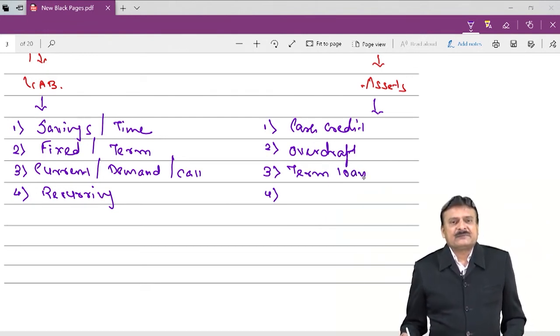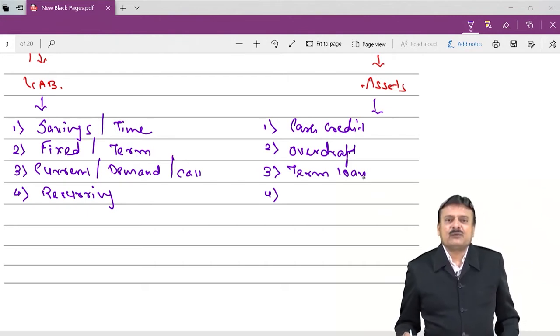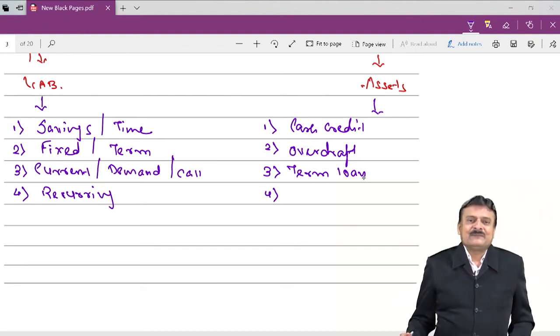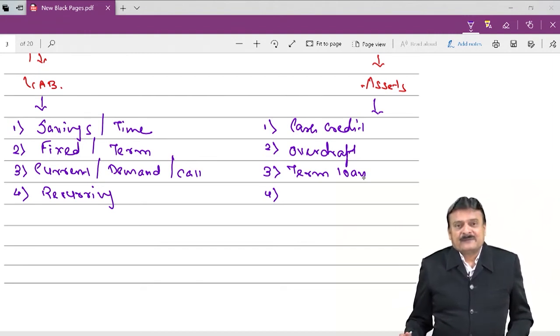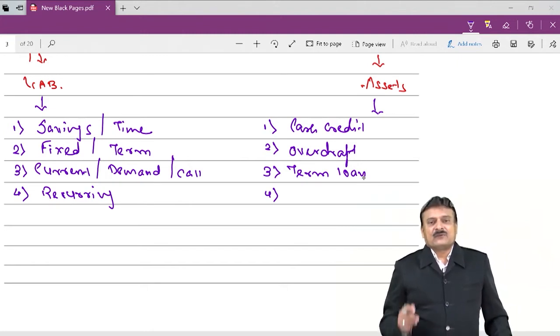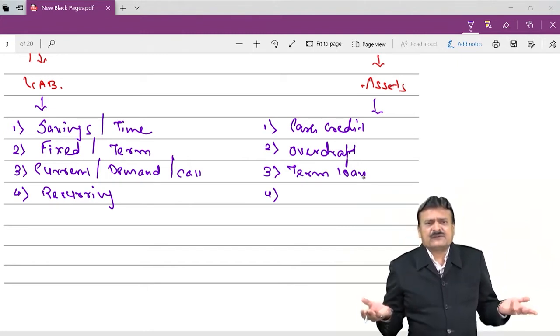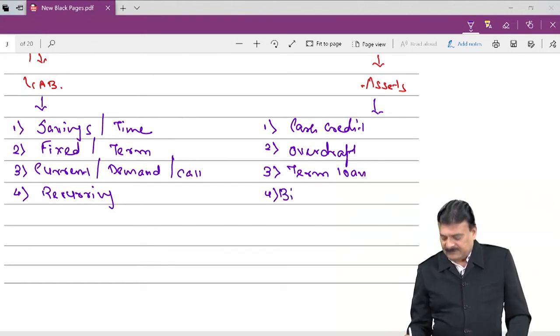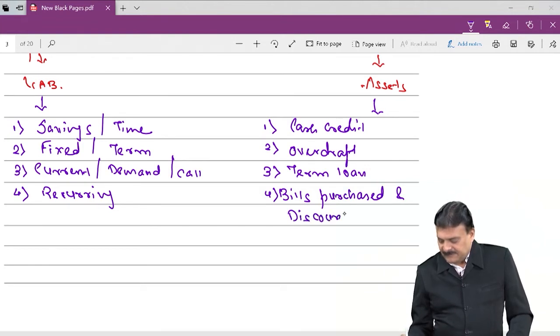And the last one, this one you have studied somewhere in your CA foundation, topic bills of exchange, discounting of the bill. What was discounting? The drawer was getting the money from the bank in advance before the maturity date. For that, the bank was deducting some discount charge. Discount was nothing but interest on the difference. So, the fourth, what I discussed just now, is bills purchased and discounted.